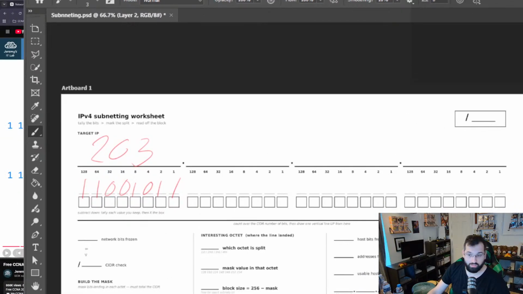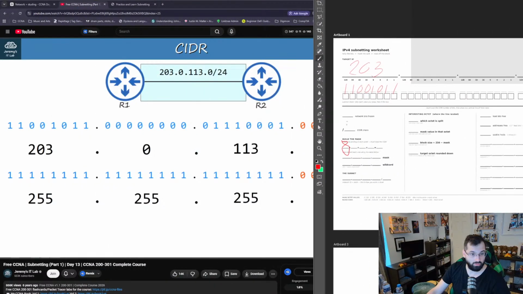The network mask is how many of these bits were used. So all of the bits were used. So this entire octet has been used. So that means down here when we're building the mask, this is 8 because the entire octet was used. That's how that works. That's why this right here is also 255, because this entire octet has been used.